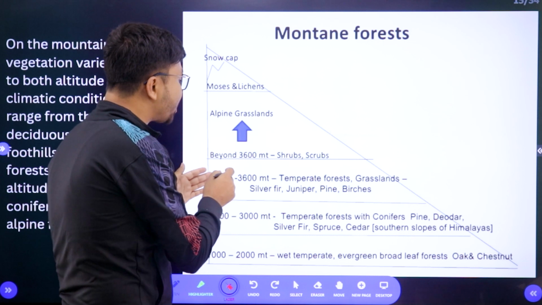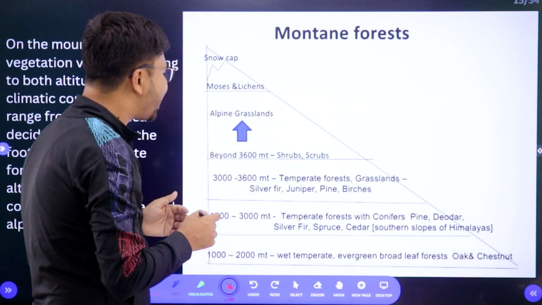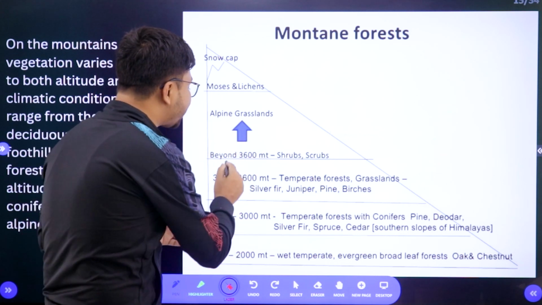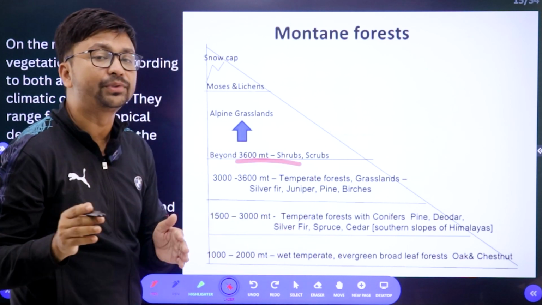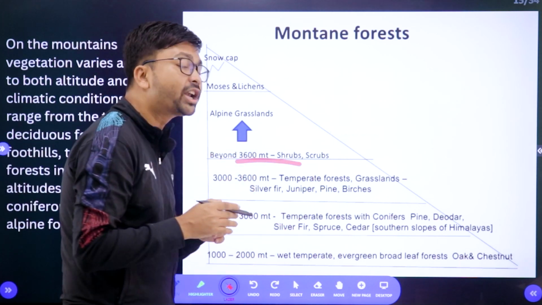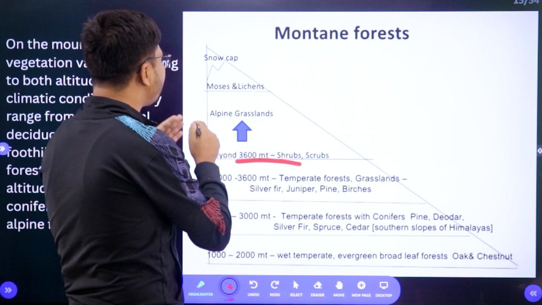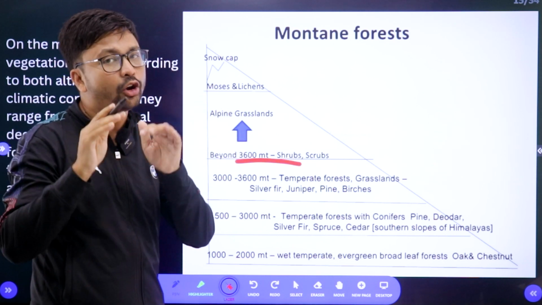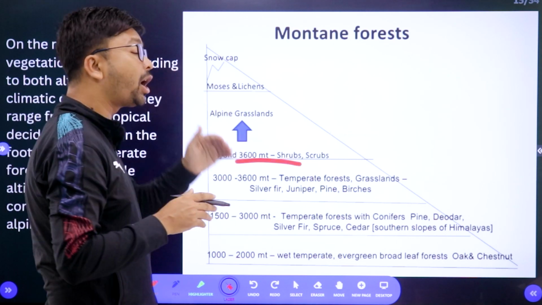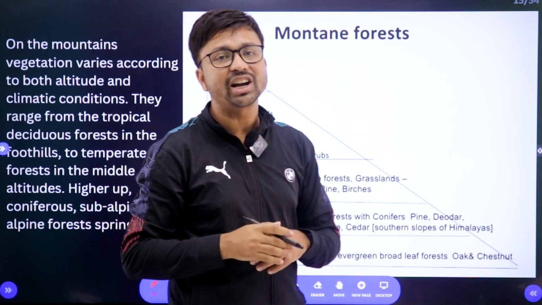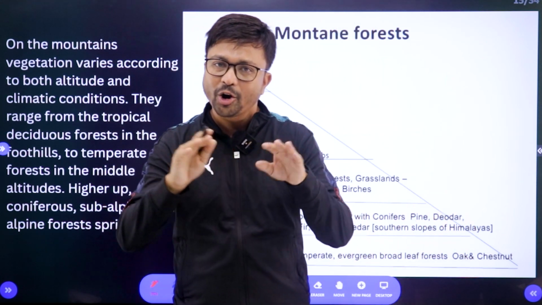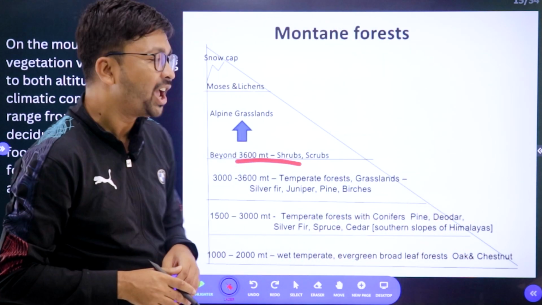After coniferous vegetation, in the next layer above 3600 meters we get scrubs, and after that we get alpine grasses, and then moss and lichens, very low category vegetation. The top is covered with glaciers or ice cap, so that's why we do not get any type of vegetation at all.